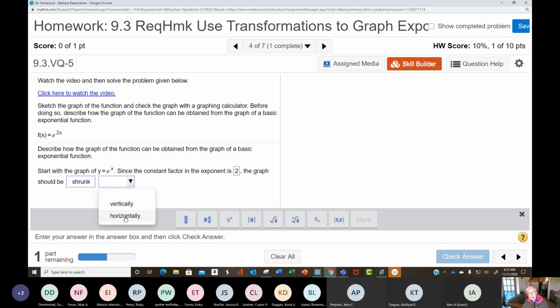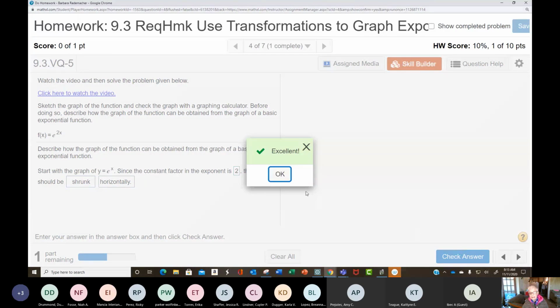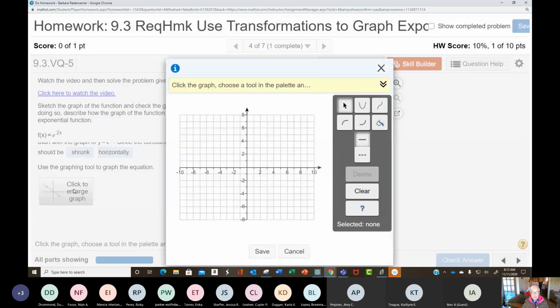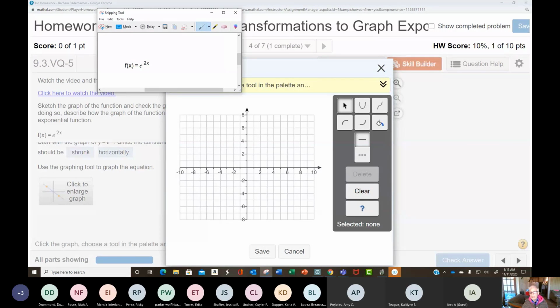Horizontally, because the 2 is up there with the x. Now I check my answer. Excellent! I love it when it says that. Okay, now I have to click that. Now the reason I wanted to take a picture of it is so I won't forget that the 2 is up there in front of the x.